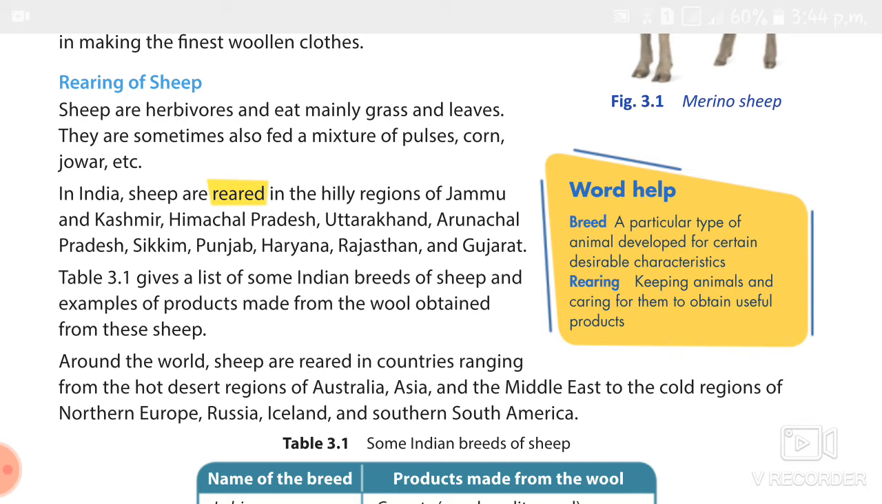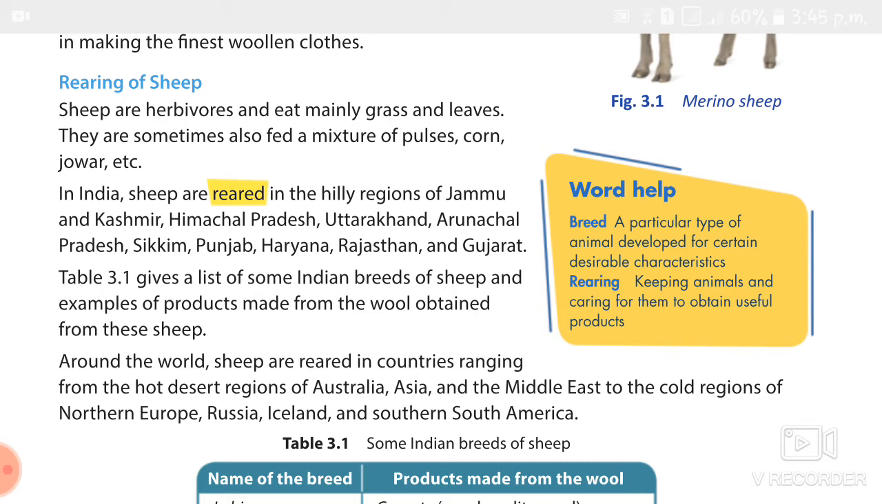In India, sheep are mainly reared in the hilly regions of Jammu Kashmir, Himachal Pradesh, Uttarakhand, Arunachal Pradesh, Sikkim, Punjab, Haryana, Rajasthan, and Gujarat. You can see this in the second paragraph.